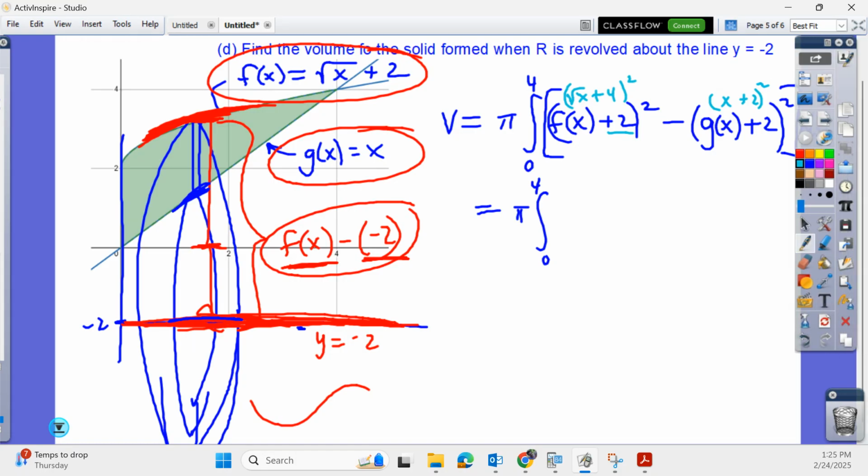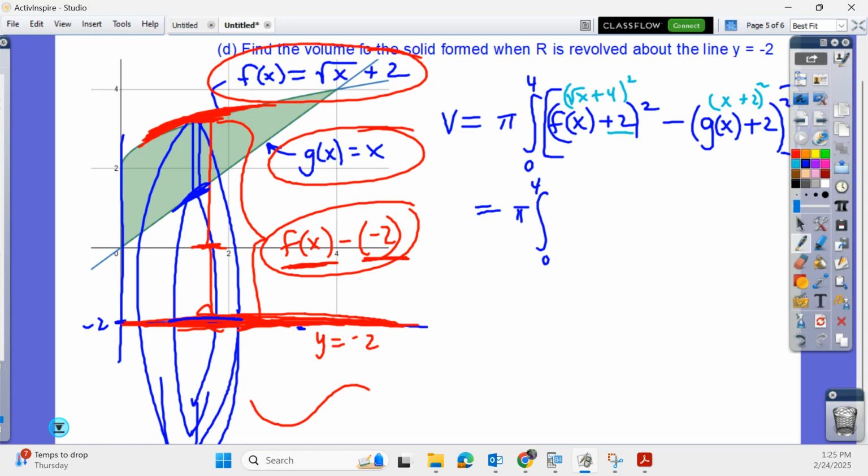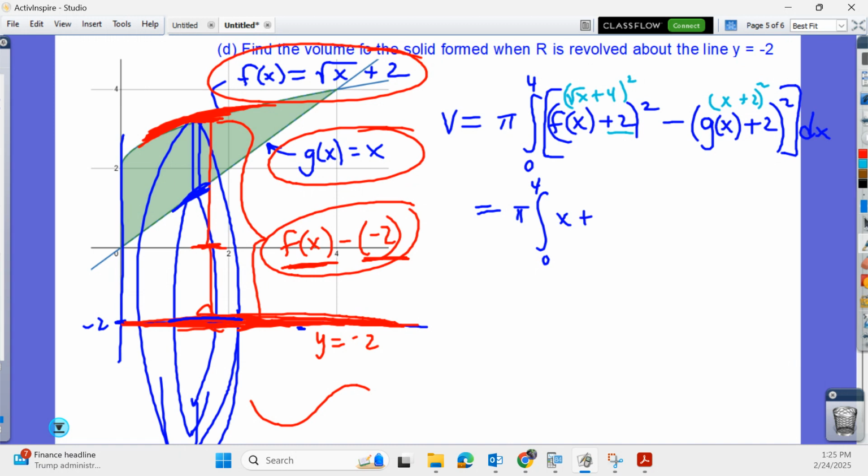So let's go ahead and expand those out. When you square square root of x plus 4, you're going to get an x. You're going to get an 8 square root of x, or 8 square roots of x.